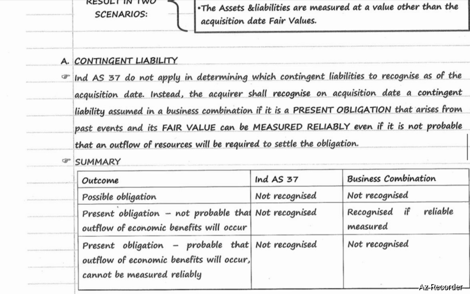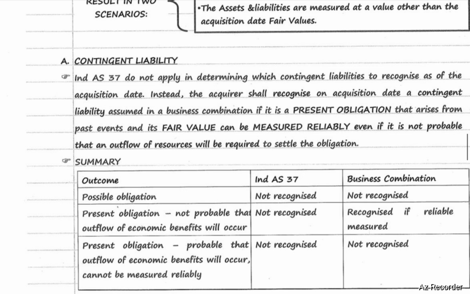In case of a possible obligation, it will not be recognized as per Ind AS 37, and in business combination also it will not be recognized. In case of a present obligation where it is not probable that an outflow of economic benefits will occur, it will not be recognized as per Ind AS 37, but it will be recognized if reliably measured as per Ind AS 103, that is business combination.